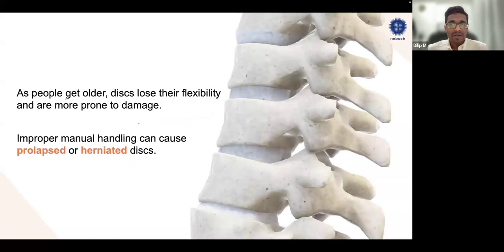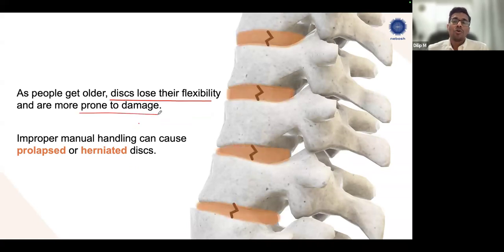As people get older, the discs lose their flexibility and are more prone to damage. Improper manual handling can cause a prolapsed or herniated disc. So we'll see what is meant by prolapsed disc and herniated disc.